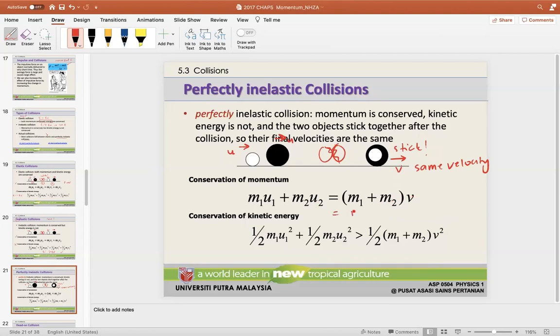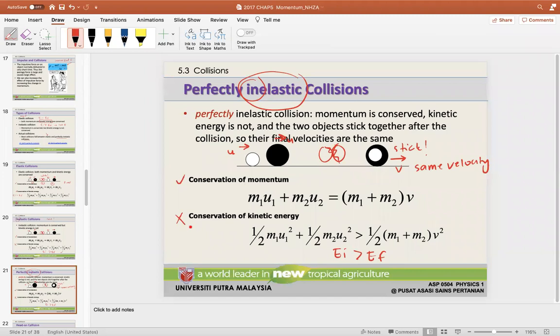You can also expand it like this, plus m2 V, where the V here and the V here is the same. But it's easier to do it this way. This equation is much, much easier. They are moving at the same velocity, and the conservation of energy does not apply here. E initial is greater than E final because this is an inelastic collision. So you are losing energy.